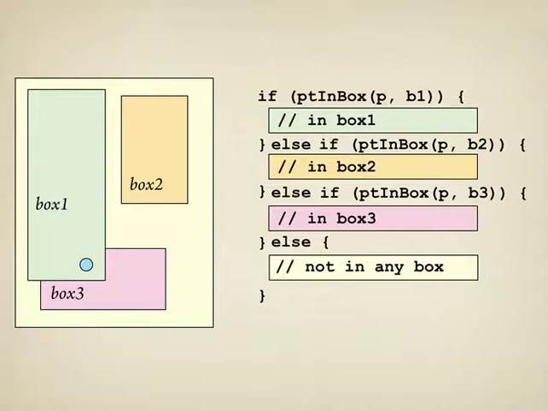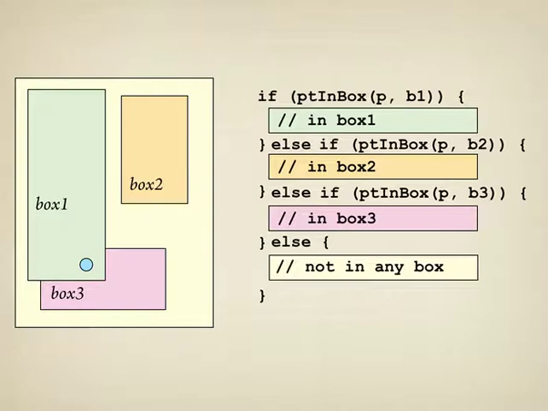Reading from the top. If point in box 1, nope, it's not. So then we do the else. If point is in box 2, no, it's not. So we go to the else. If point is in box 3, no, it's not. We go to the else. And now we execute the line that's in the white box, the line we execute if we're not in any box.